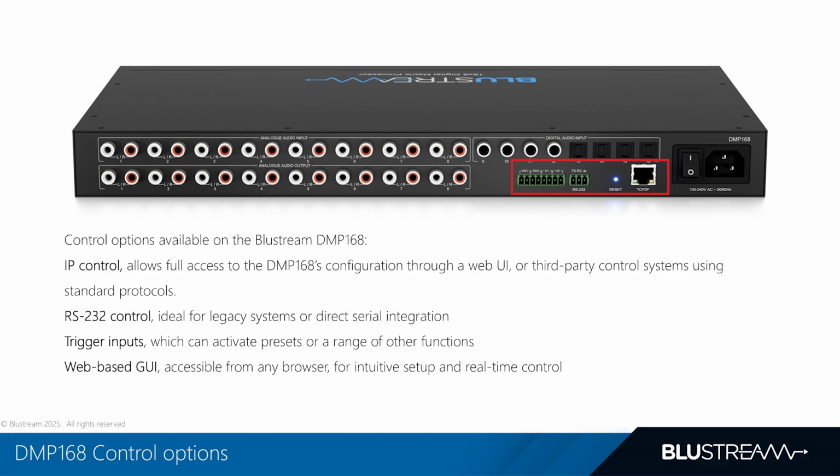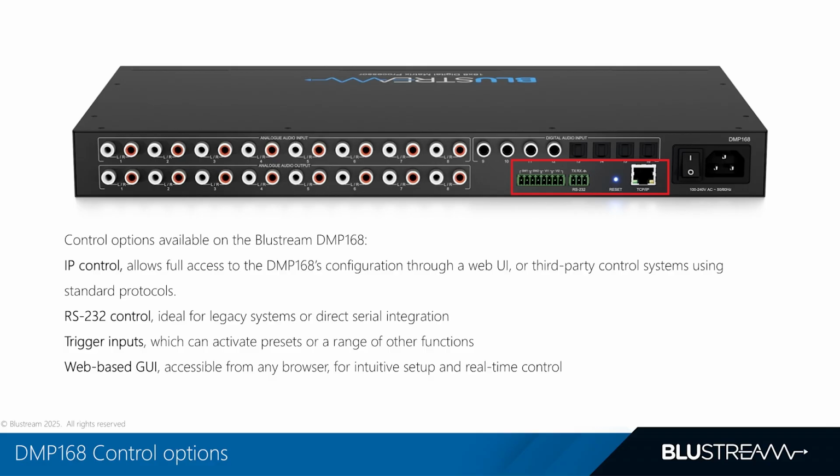Then we've got RS-232, which of course is the tried and true serial communication method. It's been around forever. And it's especially useful if you're working with legacy control systems or when you need a direct, reliable connection without going through a network. We've also got trigger inputs.